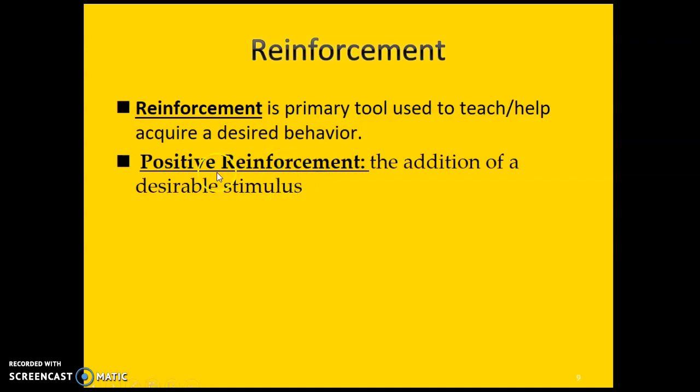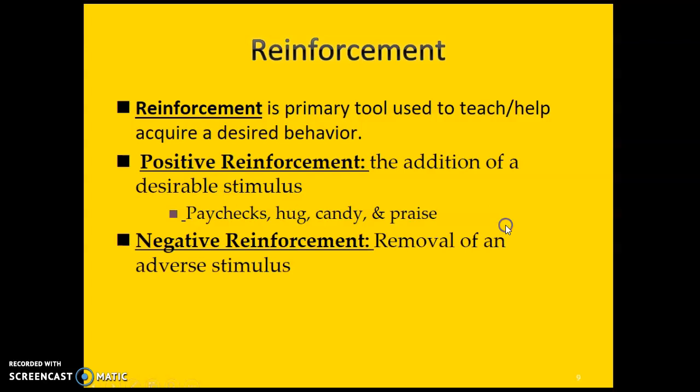So positive reinforcement, here we add a desirable stimulus to get you to do something. So we give you a paycheck after a week of work. We give you a hug for doing something. We give you candy in class for participating. Or we praise you in class for participating. Those are positive reinforcements. Now, is praise as good as a paycheck? No. But both are types of positive reinforcement.